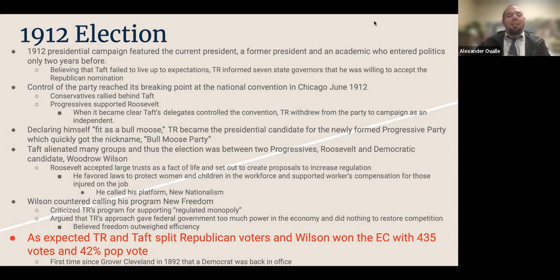So as expected, Teddy Roosevelt and Taft will split the Republican votes, and Woodrow Wilson will win the Electoral College with 435 votes, despite only getting 42% of the popular vote. This is the first time since Grover Cleveland in 1892 that a Democrat was back in office.